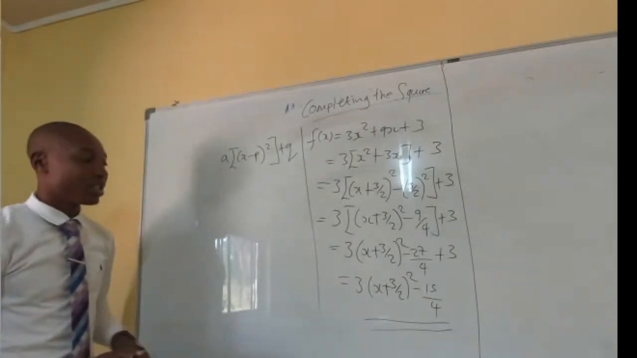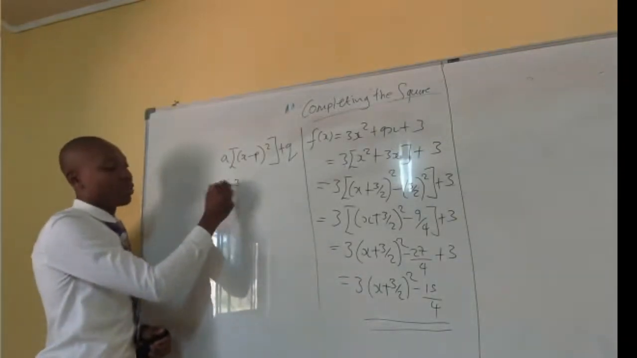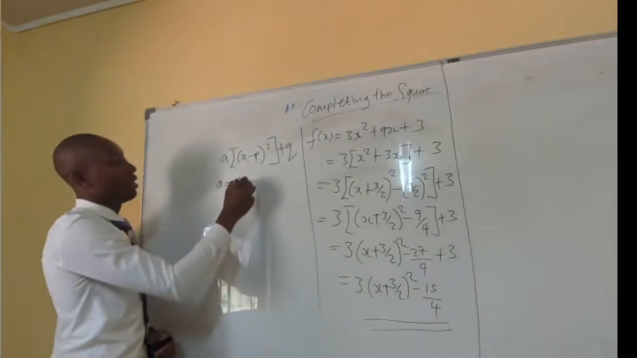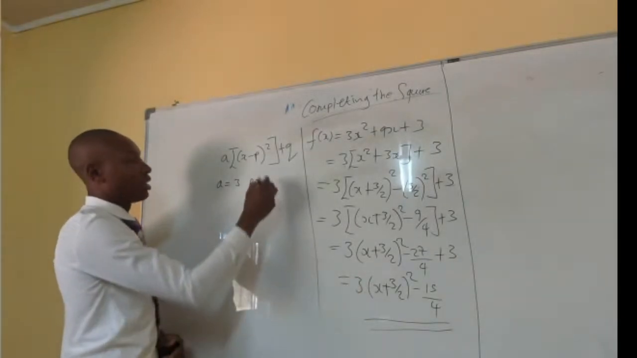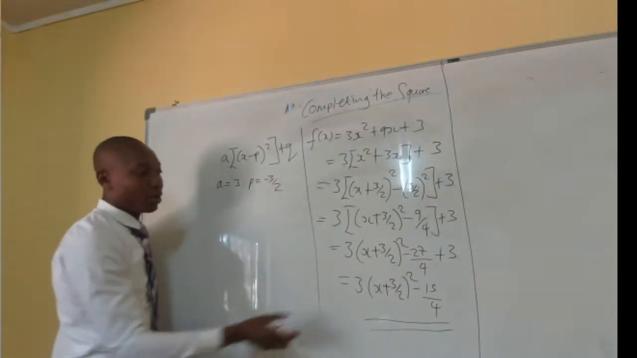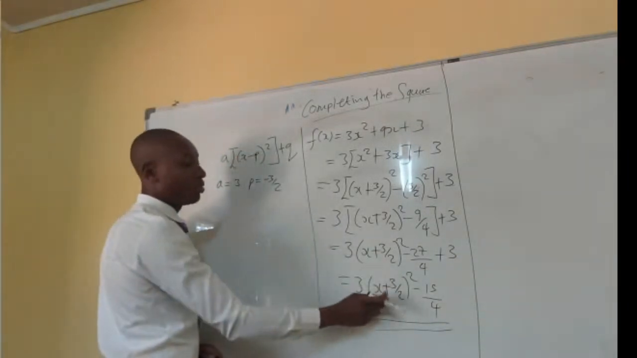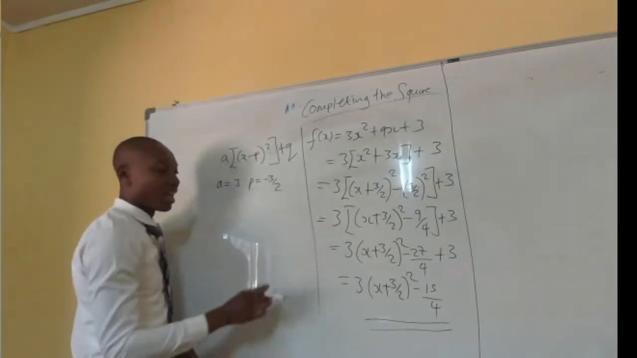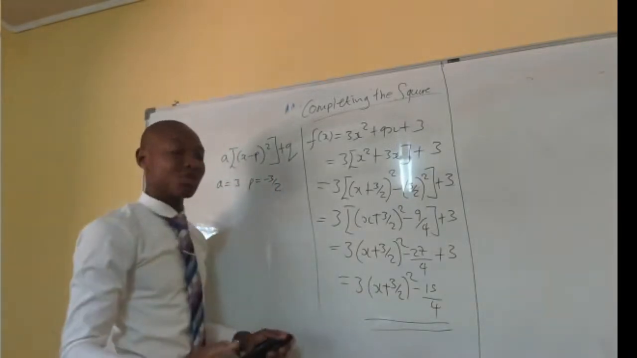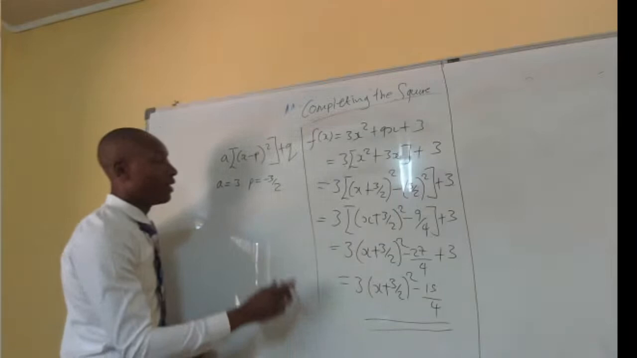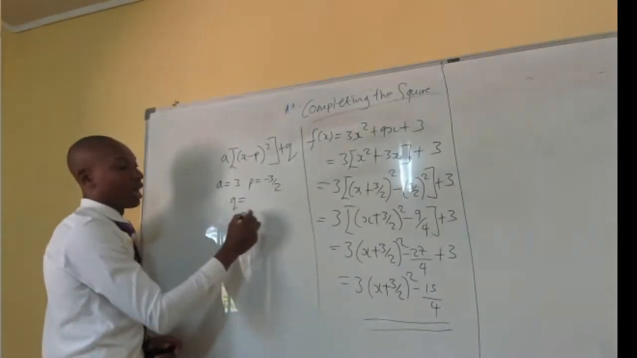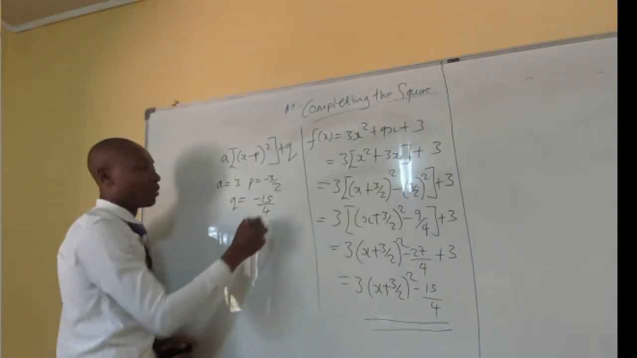So in this case, what is A? A is 3. If you look at P, it is actually negative 3 over 2. Now, notice it's positive here. There's a negative, so for it to be positive, this one must be negative. Negative times negative is positive, so it's the opposite sign. Then we have Q as negative 15 over 4.